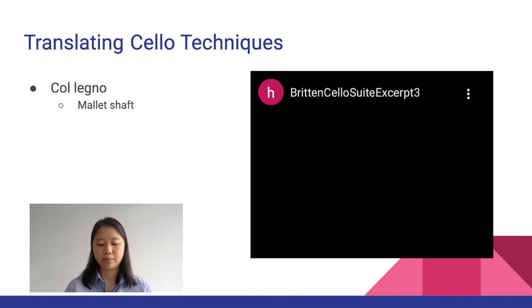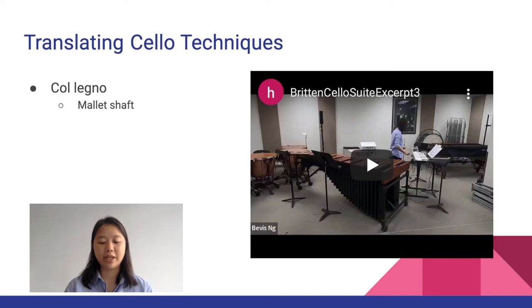The next two techniques are very different on the cello, but I use the same technique on the marimba. First up is col legno, which appears in the fourth movement, marcha. I play using the mallet shaft. I think this is pretty similar to cello playing physically, in which the bow bounces on the strings.